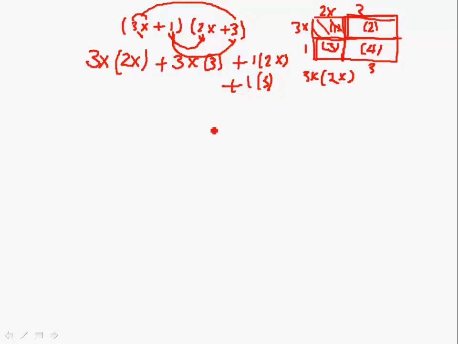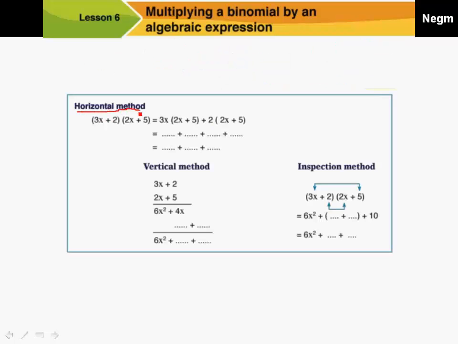It is very easy. We'll see the horizontal method. We have two binomials, 3x plus 2 times 2x plus 5. I told you that if you want to remember how to multiply these two, please draw a rectangle, divide this rectangle into 4 regions. This length will be 3x plus 2, and this length will be 2x plus 5. So calculate the area of each region, 1, 2, 3, 4.